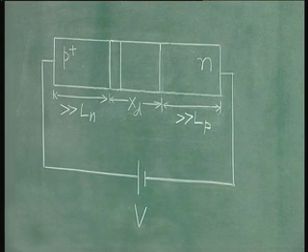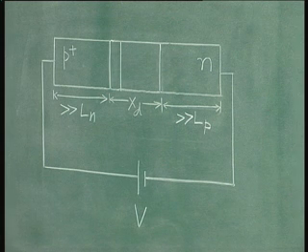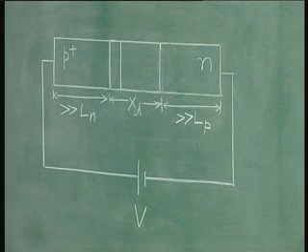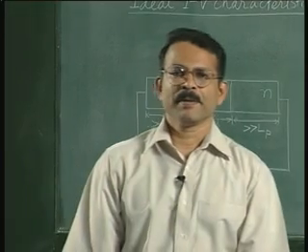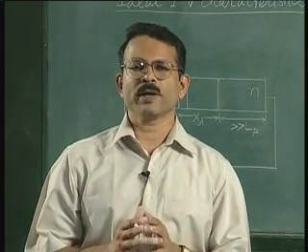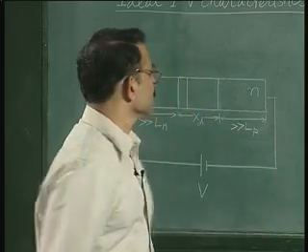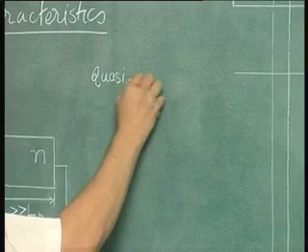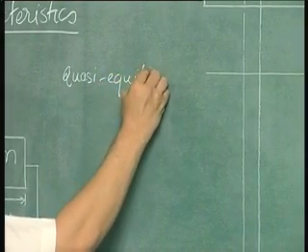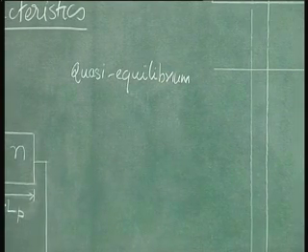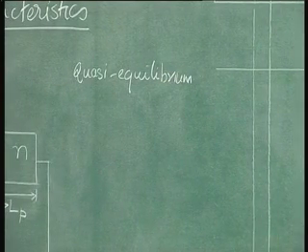What are the additional assumptions we will make? The one important assumption we will make is that the applied forward bias is really very small, so that the equilibrium conditions are disturbed only to a small extent. This is the so called important quasi equilibrium approximation. So this is one important approximation that we are going to make, quasi equilibrium.